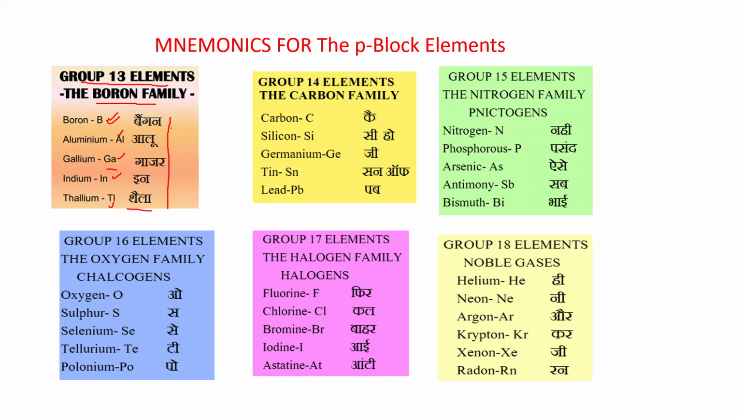B, Al, Ga, In, Tl. Group 14 elements, carbon family. First member is carbon, then silicon Si, germanium Ge, tin Sn, lead Pb.